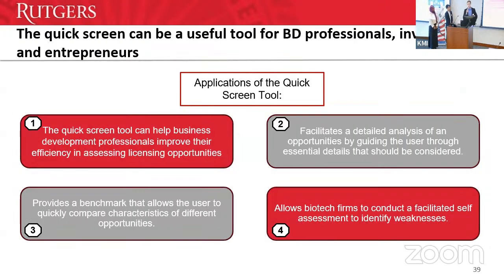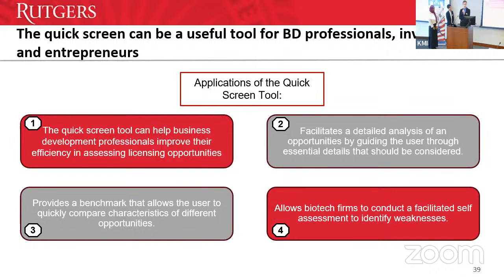So what are the applications of the quick screen tool? It can help business development professionals improve their efficiency. Somebody in pharma could use this tool and more quickly narrow down which biotech companies they want to focus on, therefore improving their efficiency. It could also facilitate a detailed analysis of an opportunity by guiding the user through the essential details that should be considered, therefore making sure you're not missing any important factors. And in this way, it can be very useful for investors.